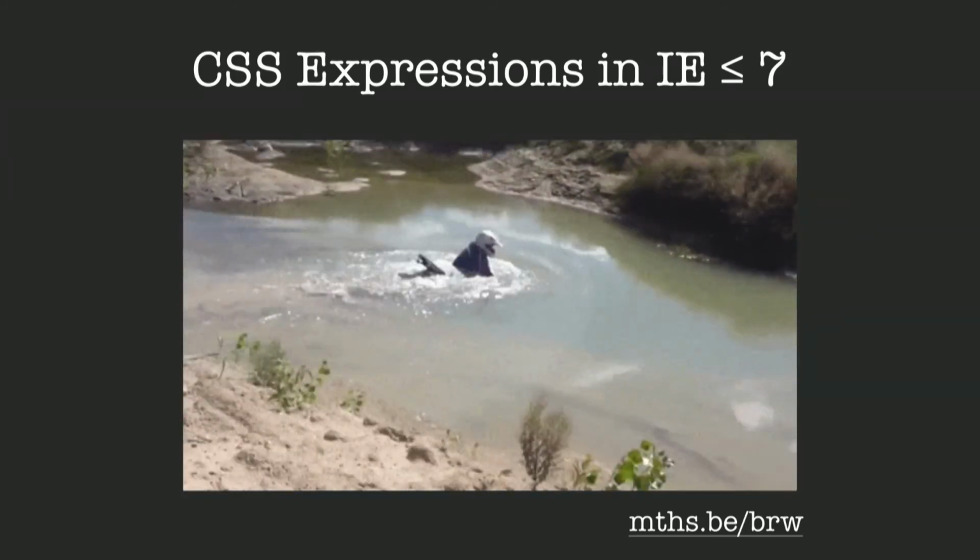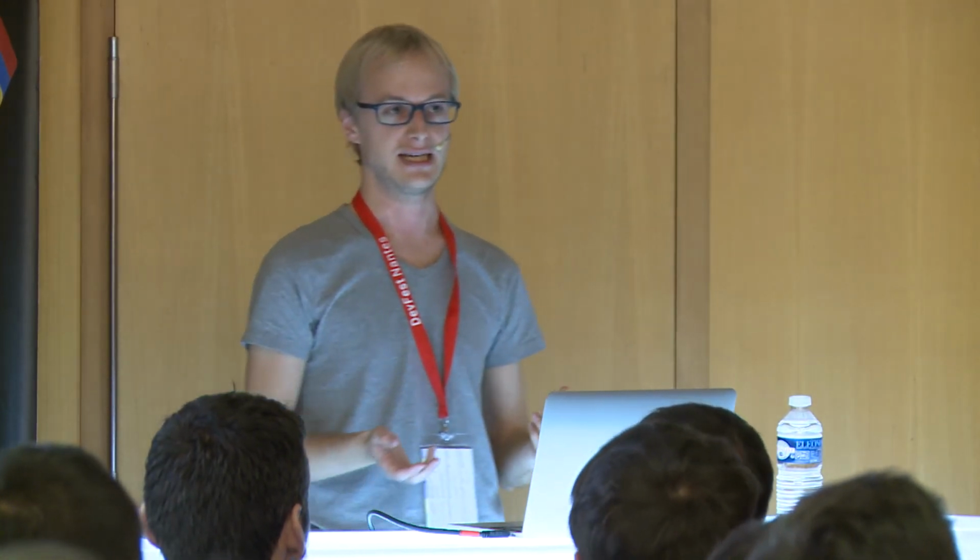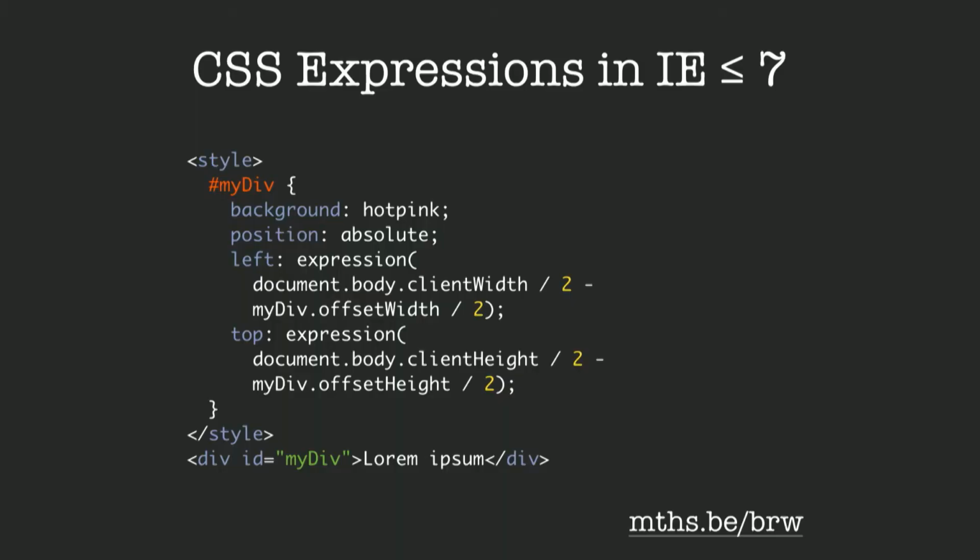Now, one of the use cases that Microsoft had in mind when they came up with CSS expressions was this example, where an element is centered both horizontally and vertically using just a few lines of CSS. So this is basically Flexbox avant la lettre or something like that, which is nice, but maybe it's just a little bit too powerful to give full JavaScript access from within your CSS.